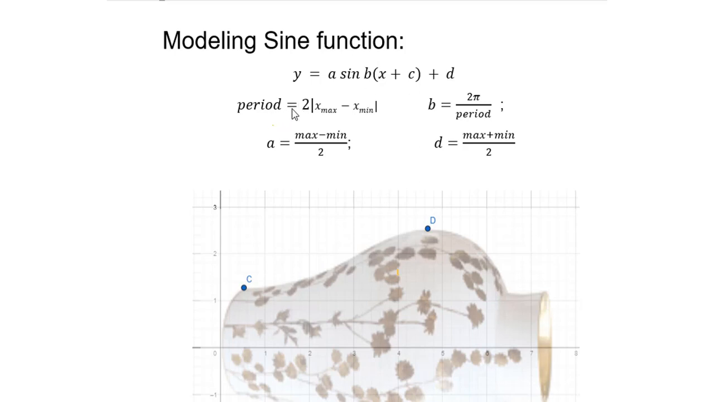For the period, it equals 2 times the absolute value of the maximum x value minus the minimum x value. For this, B equals 2 pi over period. A equals maximum minus minimum over 2. D equals maximum value plus minimum value over 2.